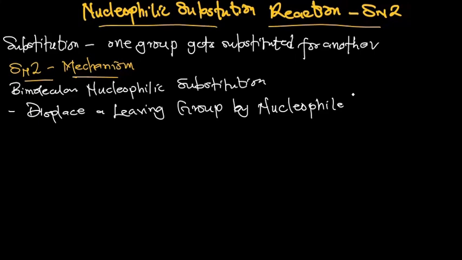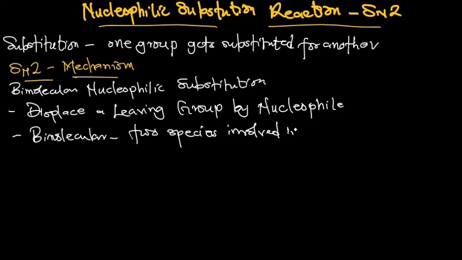But before we continue, it is also important to know that it is a bimolecular reaction because there are two species involved in the rate determining step, RDS. Now, the rate determining step means the slowest of the steps involved in the reaction mechanism that will lead to the formation of the desired product.